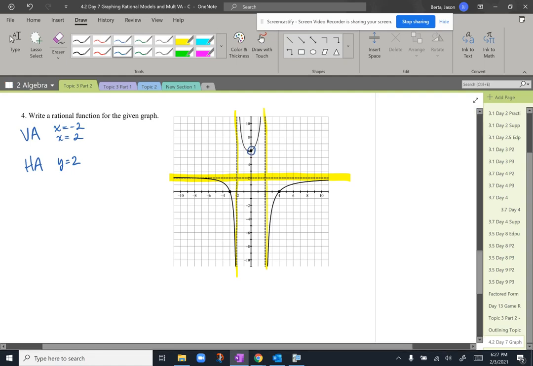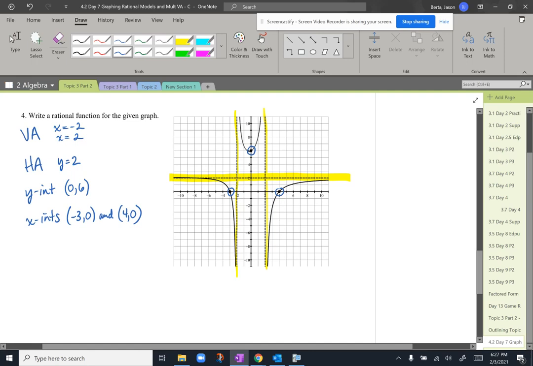I see a y-intercept here at the point (0, 6). And I see two x-intercepts, one at -3 and one at 4. So we've got (-3, 0) and (4, 0).